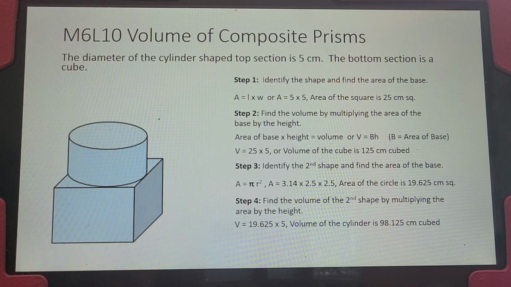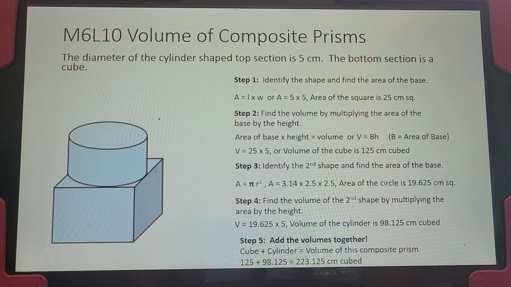Now are we actually done yet? We found the volume of the cube and we found the volume of the cylinder, but how do we find the volume of the composite prism? Well, in order to do that, I just have to add them together now. I have to take the cube, add it to the volume of the cylinder, and you get your composite prism in this situation. So you take your cube, 125, add it to 98.125, and you get 223 and 125 thousandths centimeters cubed. That is the volume of these two shapes together.